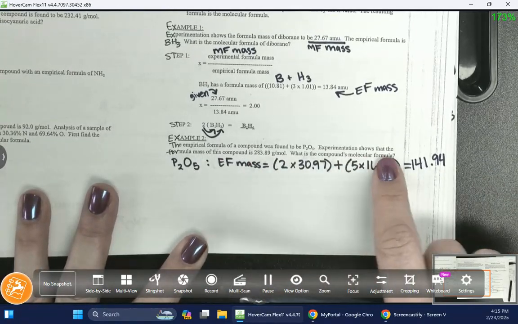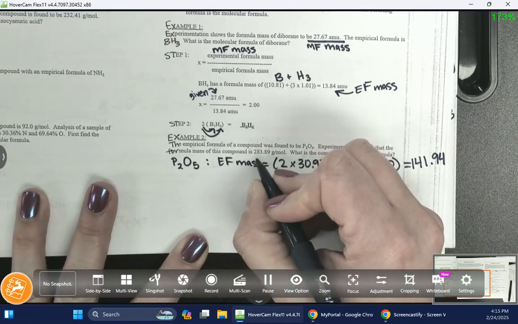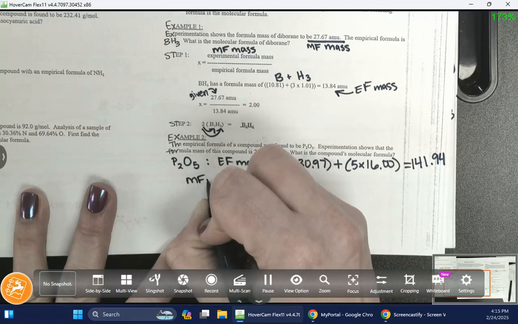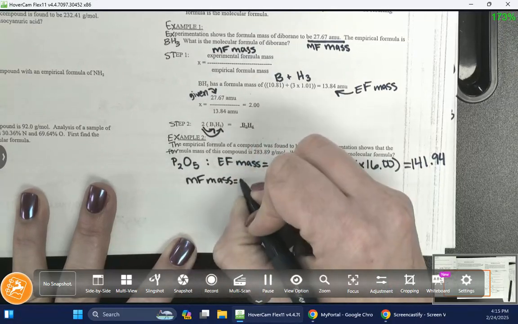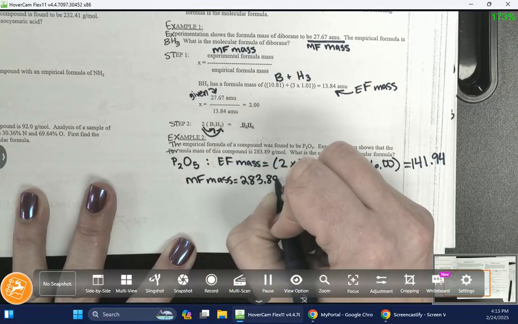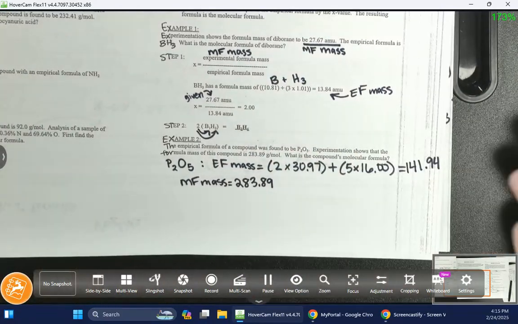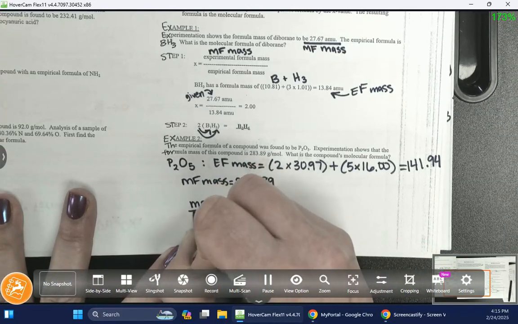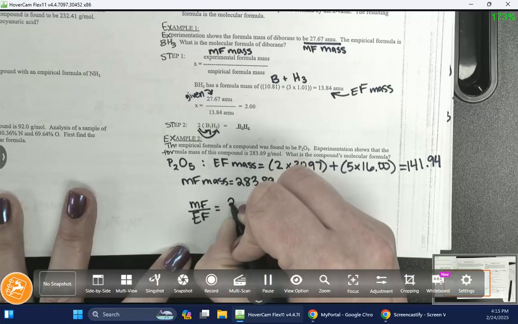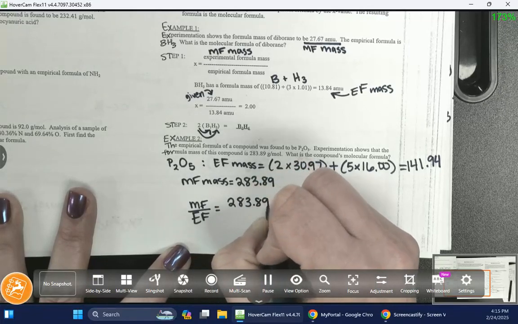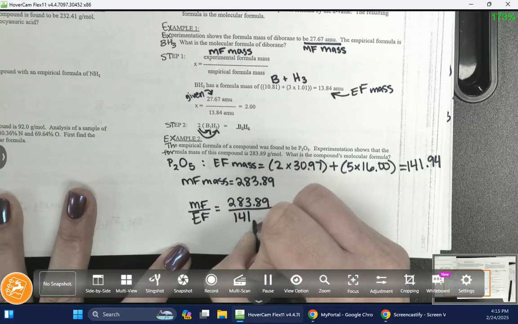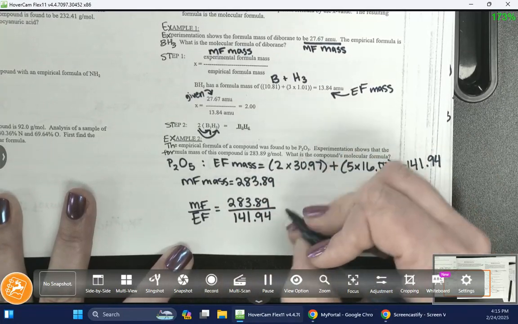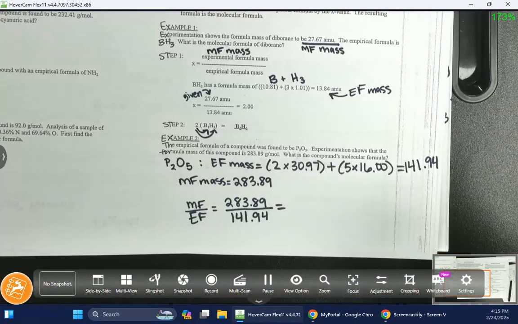According to the problem, it says experimentation shows that the formula mass is that. So our molecular formula mass is 283.89. All right, so with those two, it's always going to be big number divided by small number on this one. So molecular formula over empirical formula. So 283.89 divided by that 141.94. When you divide that in your calculator, you're going to get 2.00000, and so on.